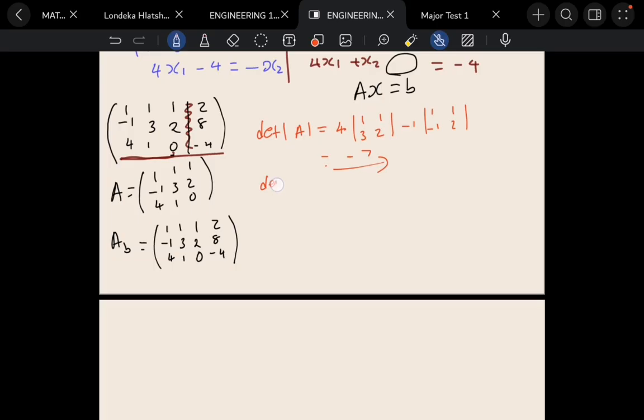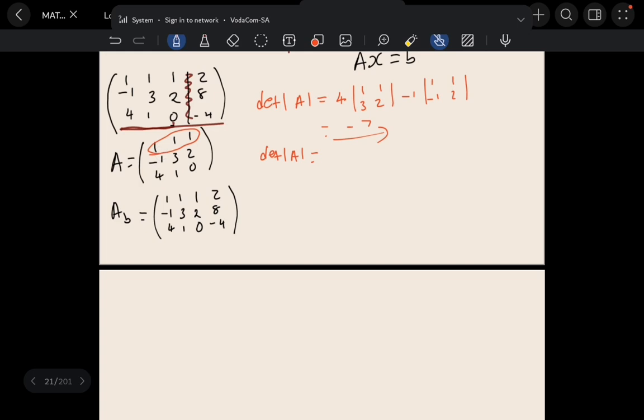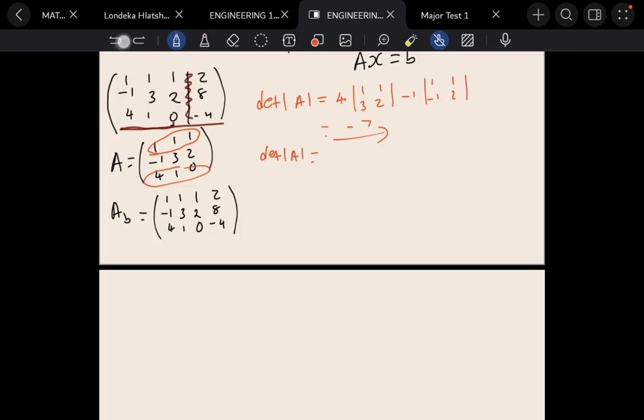Try it also. Some of you can use the first row of A. It does not matter, but always use a row or a column that has most 0s in it. So if you use the first row, I'm going to have a determinant of 3, 2, 1, 0, minus 1, minus 1, 2, 4, 0, plus 1, minus 1, 3, 4, 1. So if you use the last row or the first row to calculate the determinant, it's still fine, right?